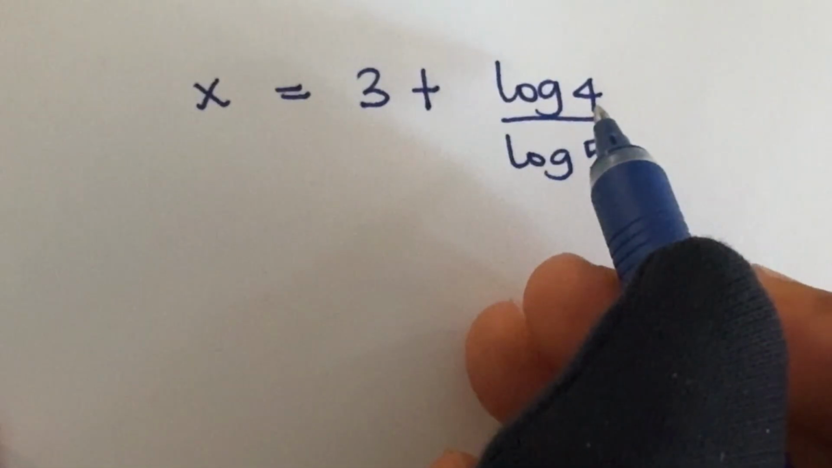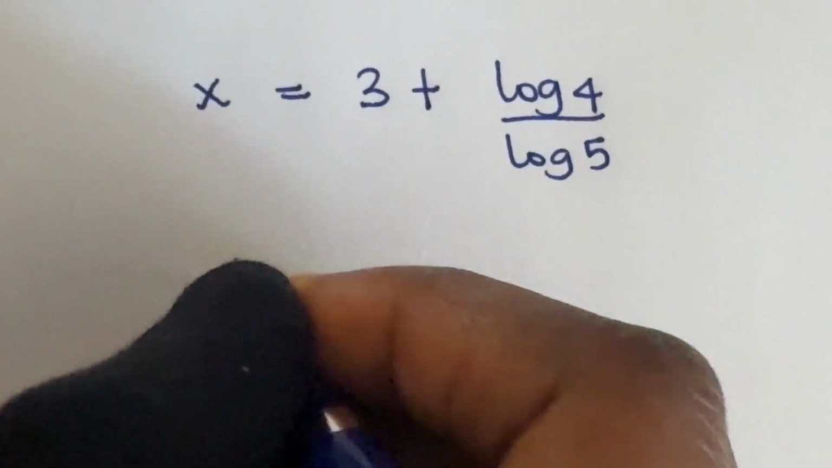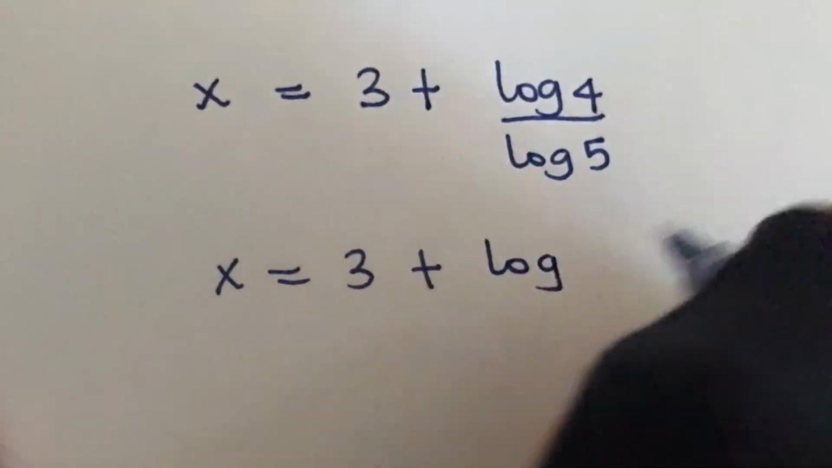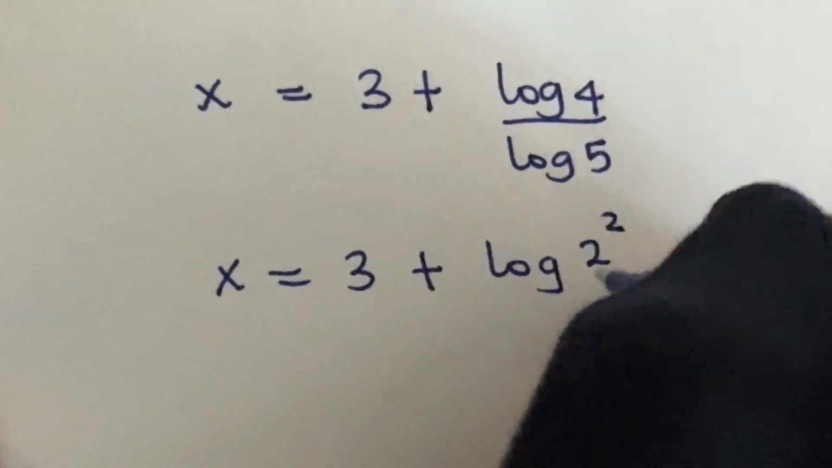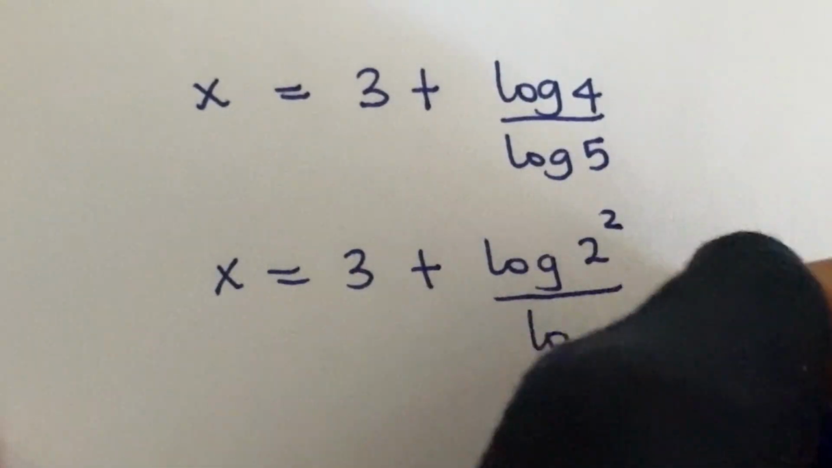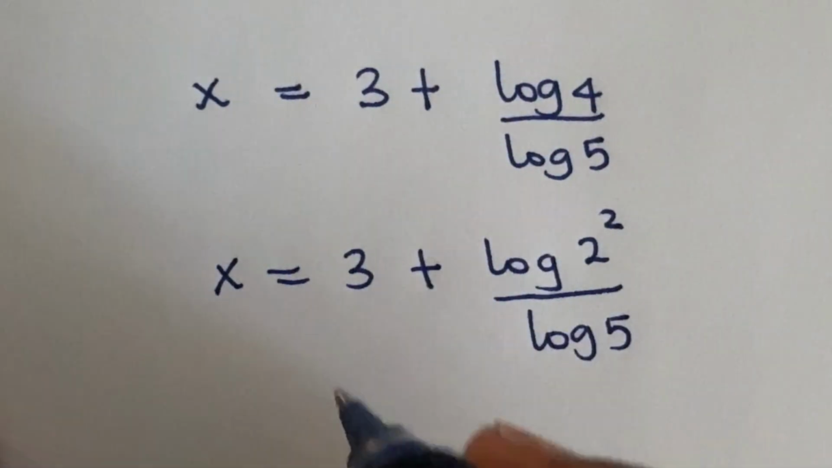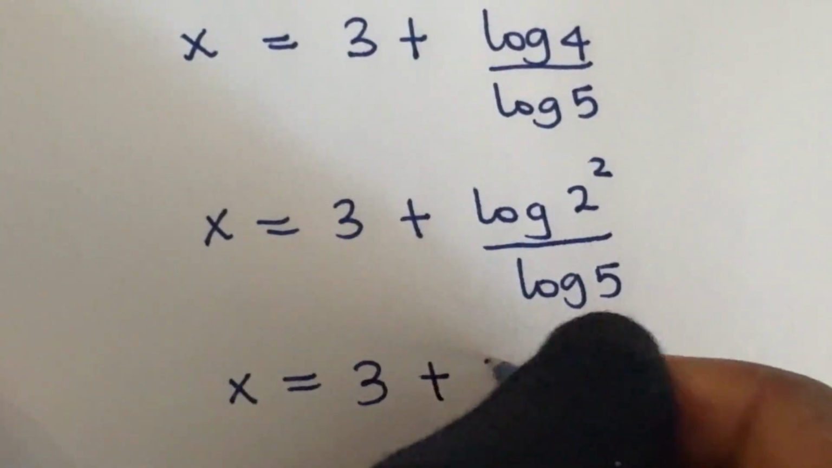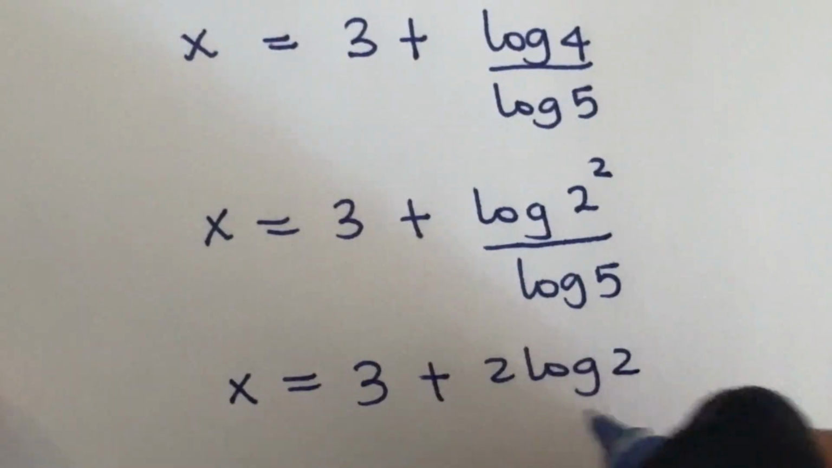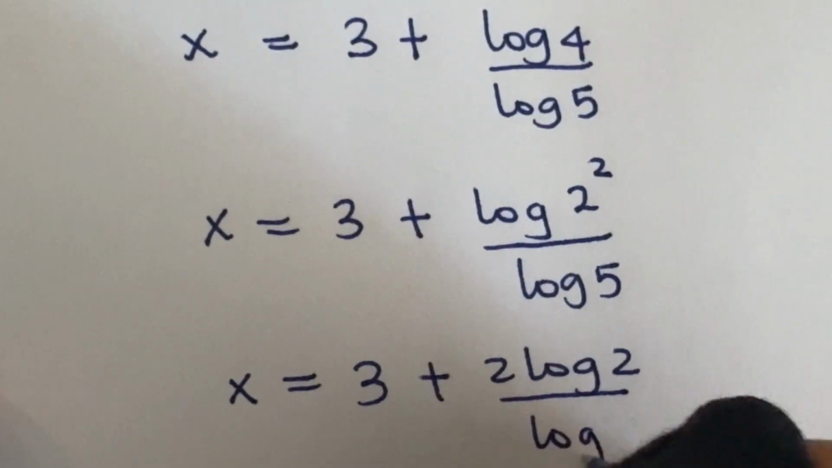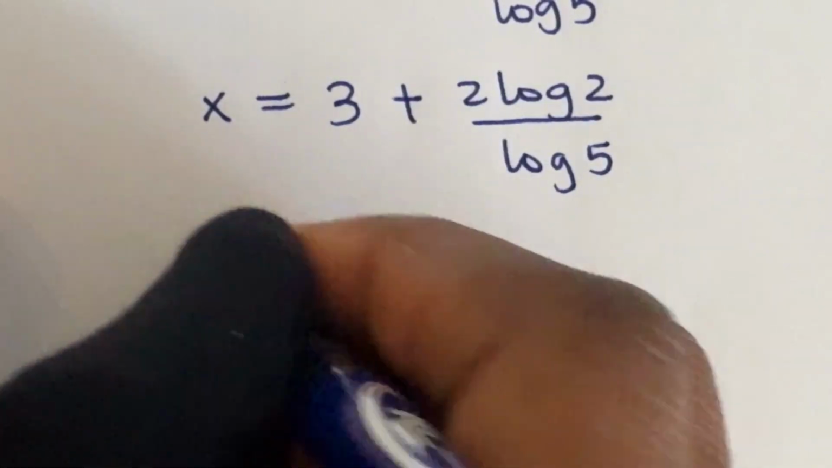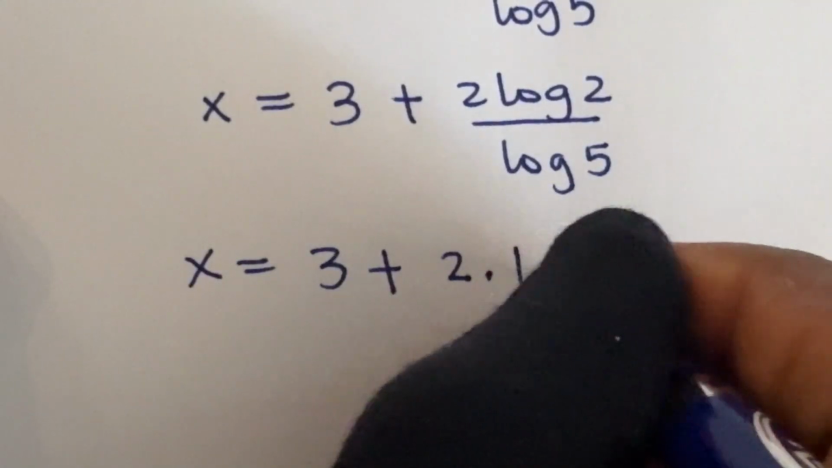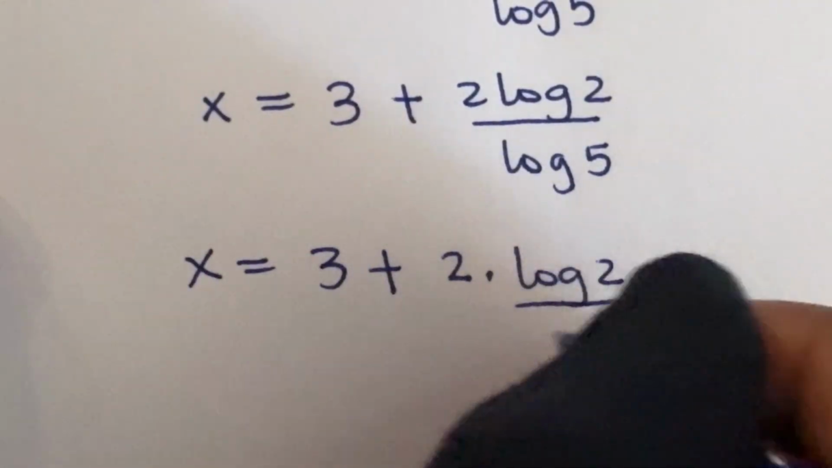4 here is 2 raised to power 2. So I can write this as x is equal to 3 plus log 2 raised to power 2 divided by log 5. And x is equal to 3 plus 2 log 2 divided by log 5. x is equal to 3 plus, this is 2 times log 2 divided by log 5.